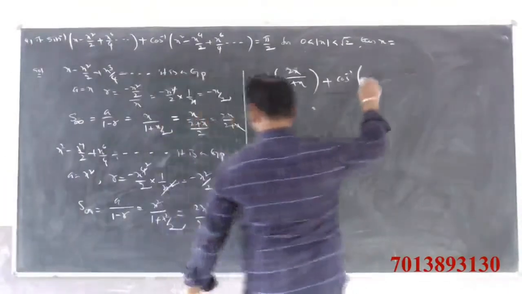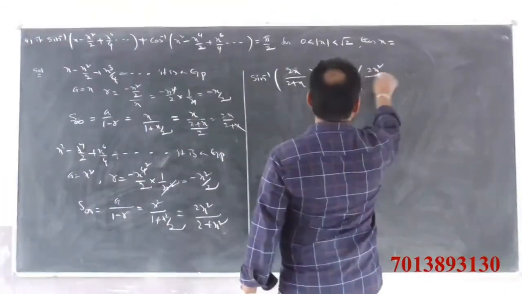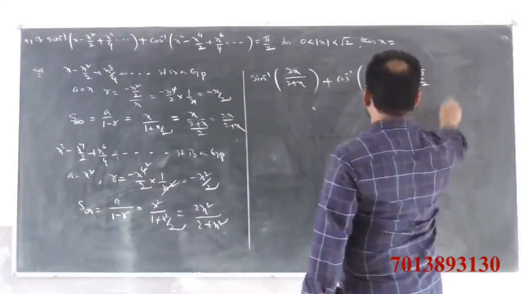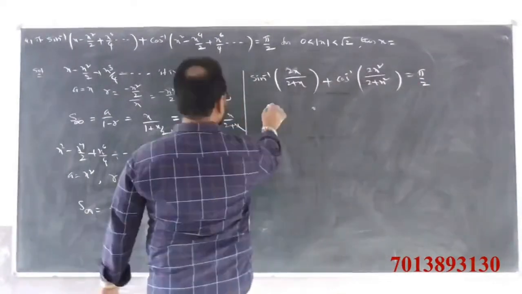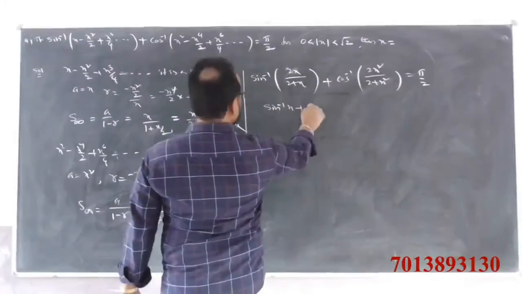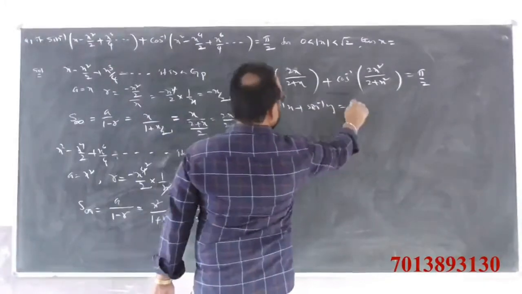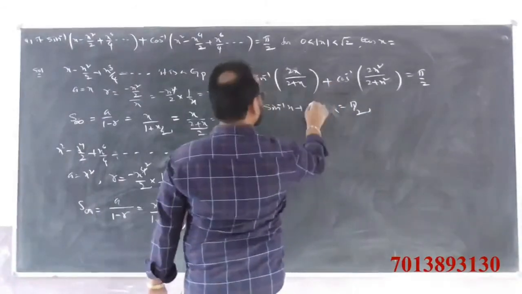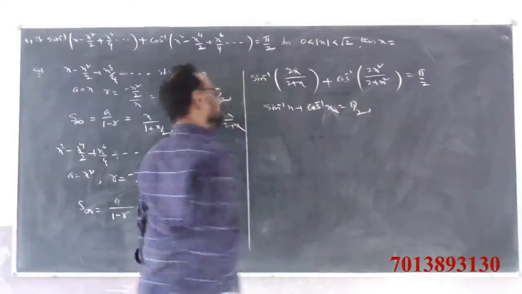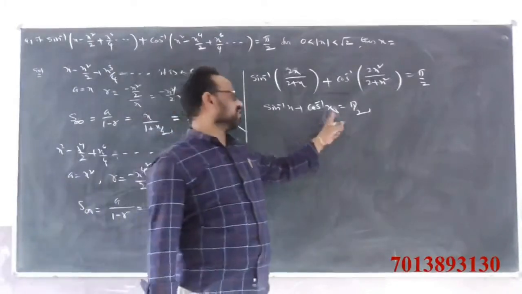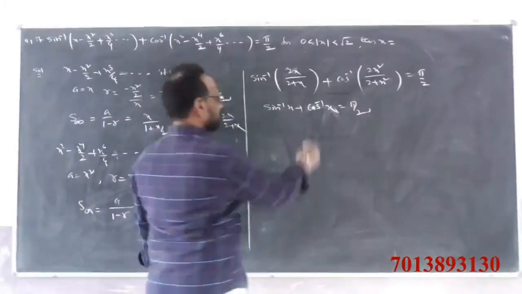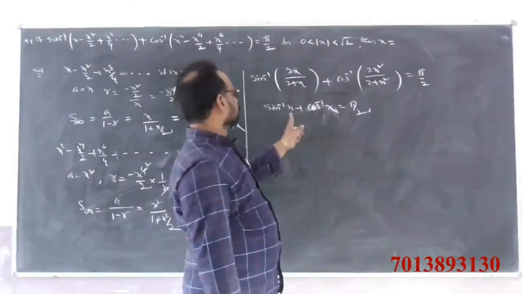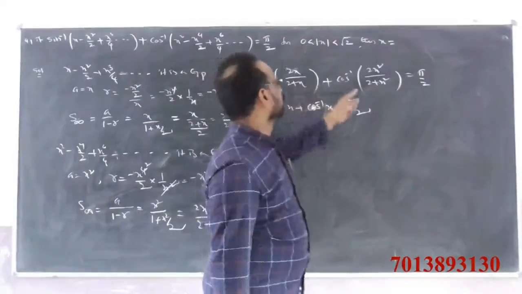So we get 2x square by 2 plus x square is equal to how much? Pi by 2. But we know that sin inverse x plus cos inverse x is equal to pi by 2. That means here both are equal.